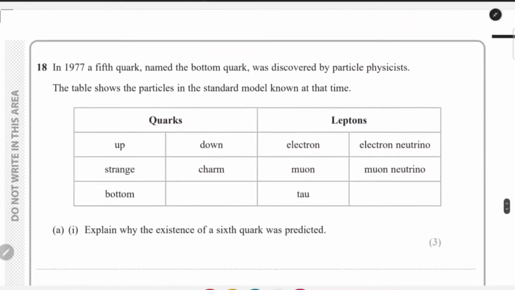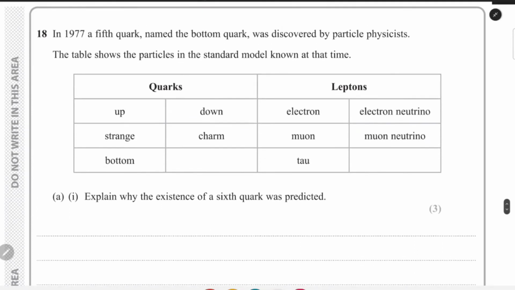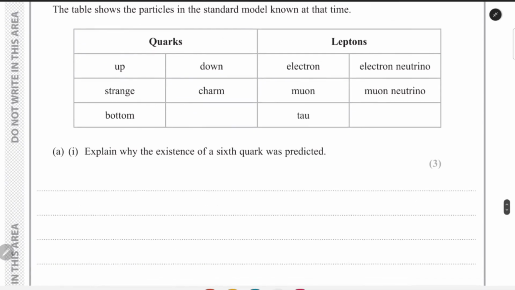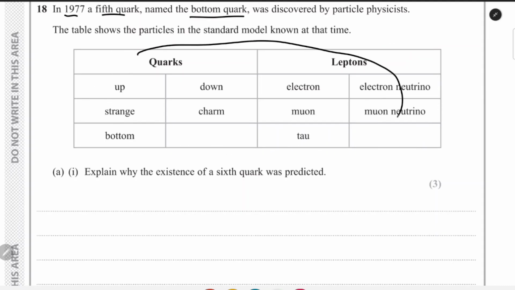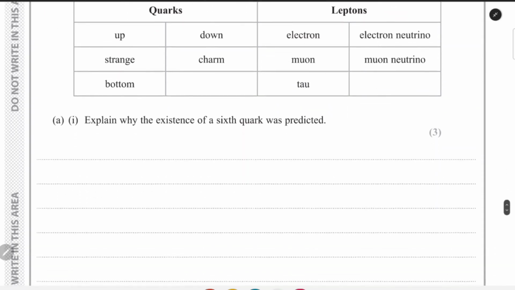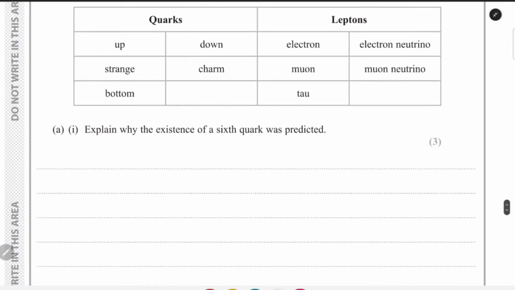Now for the last question, we have a question about the quarks. We are told that in 1977 a fifth quark named the bottom quark was discovered by physicists, and this is the table of known leptons and quarks at that time. From this, scientists predicted the existence of a sixth quark over here. We have to explain why they predicted this.